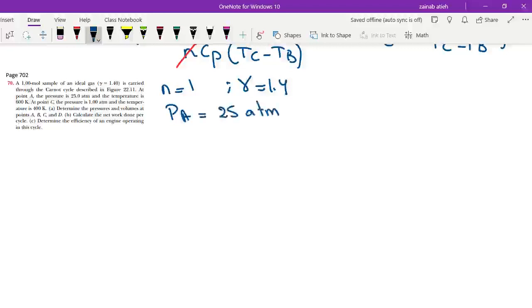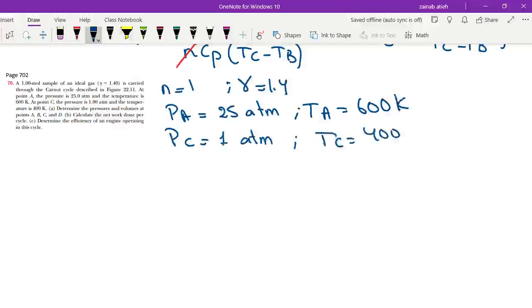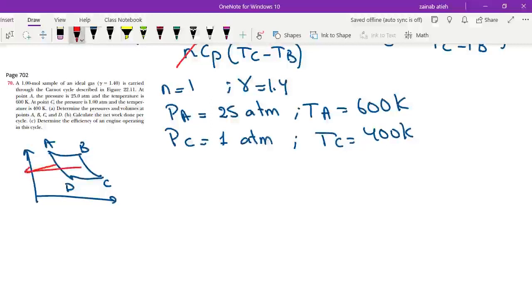I will draw you the graph. And TA is 600 Kelvin. PC is equal to 1 atmosphere and TC is equal to 400 K. So we are going to deal with a Carnot cycle. This is the Carnot cycle he's talking about. So remember, it looks like this. This is A, B, C, D. Remember that we have two adiabatic and the other two are isothermal. Remember that. Okay, and for sure, the cycle rotates.